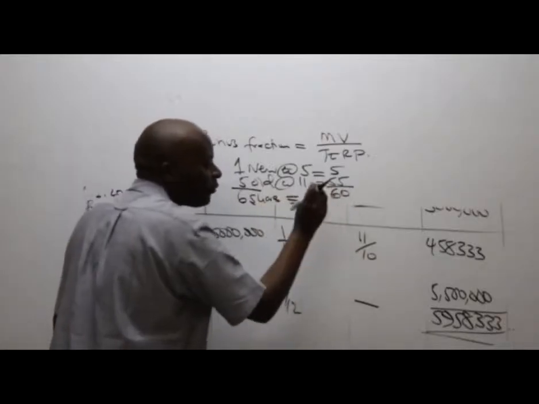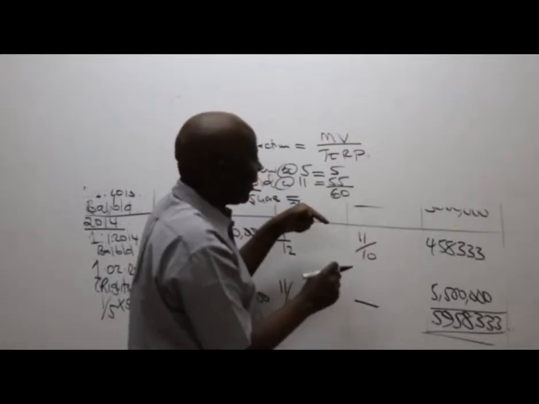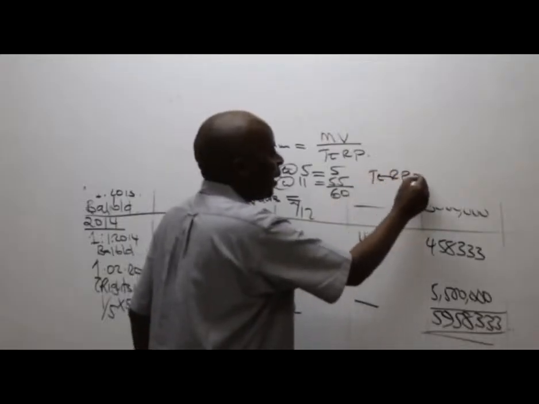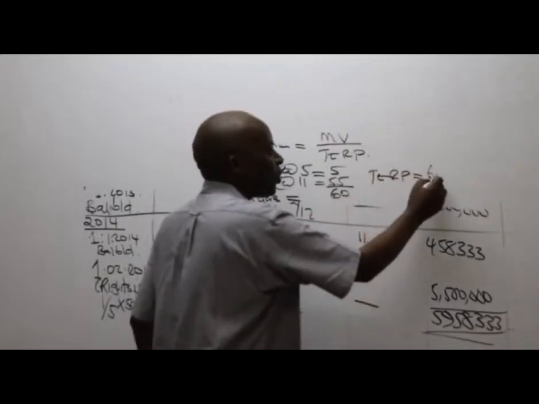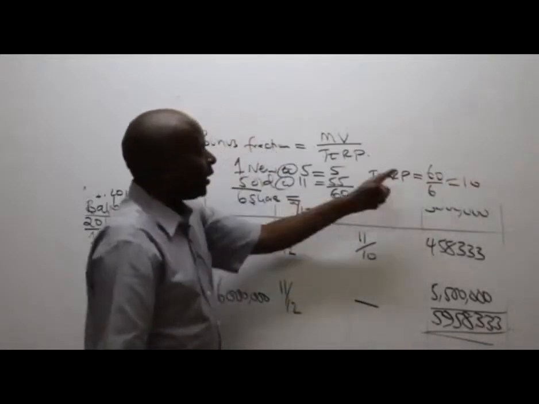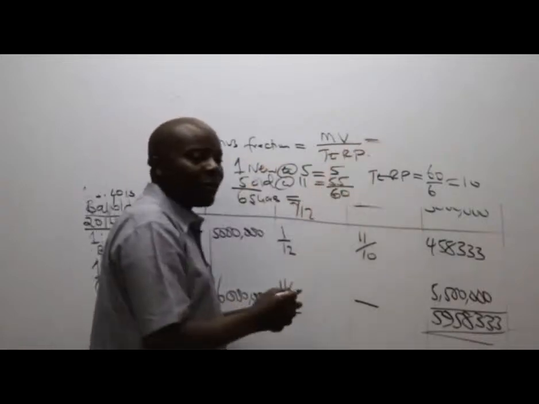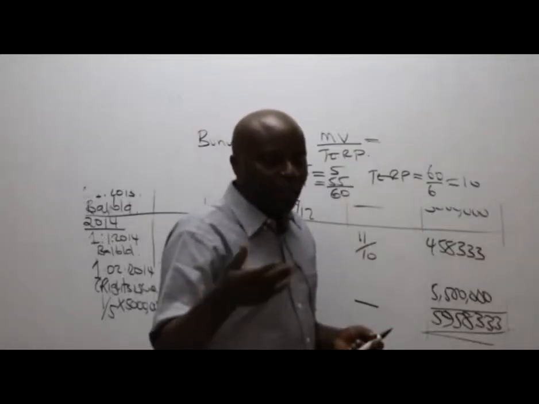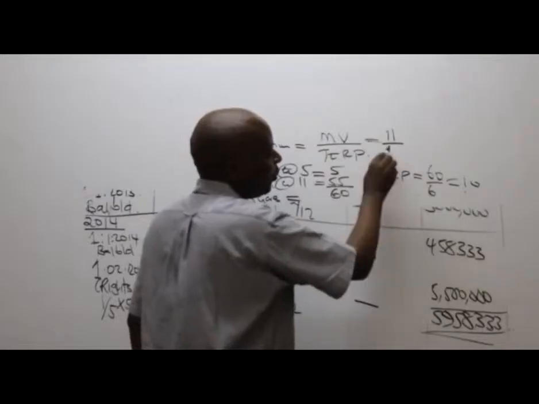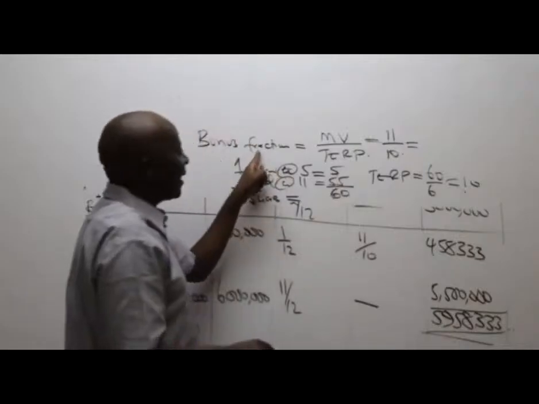How about then the price for 1? That price for 1, of course, now that I brought in the rights, will be the theoretical ex-rights price, which is 60 divided by 6, which gives me 10. And then I'll fit this into the formula. The bonus fraction will be equal to the market value of the old shares, 11, over the theoretical ex-rights price, which is 10. Don't tell me it's 1.1. We are calling it a fraction.